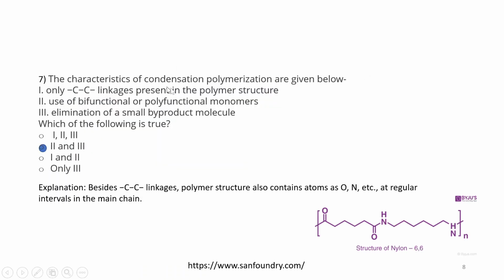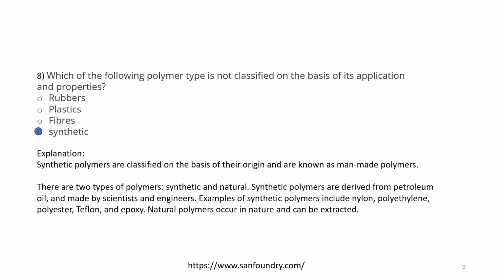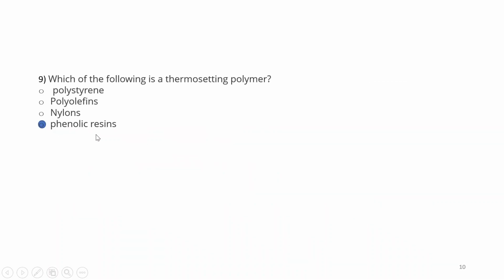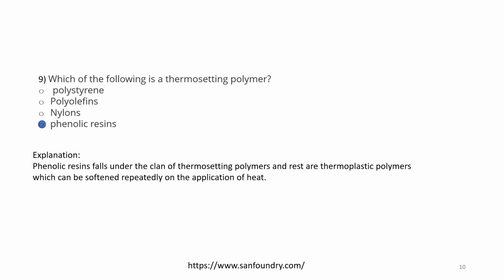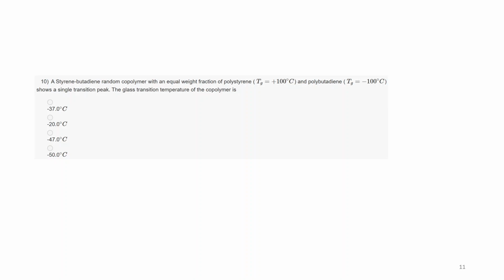In the case of condensation polymerization, you will have nitrogen, oxygen or these types of atoms present in the chain. So the second and third will be correct options. Now, based on application, all are based on application except synthetic, which is based on origin. Ninth is which of the following is a thermosetting polymer? Phenolic resins are thermosetting, others are thermoplastics.